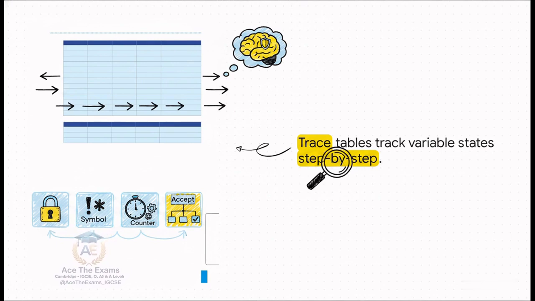Let's trace it. The input is my password. The algorithm first converts it to uppercase, checks the length, and then the counter variable steps through every single character from index 1 up to 11 to hunt for a symbol. Because of that exclamation mark at the end, the Boolean variable symbol flips to true at step 11, and the final output triggers as accept.